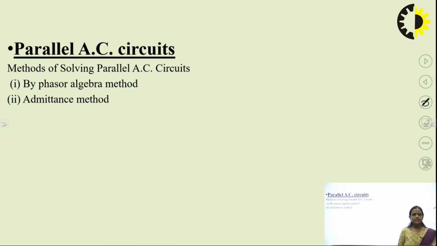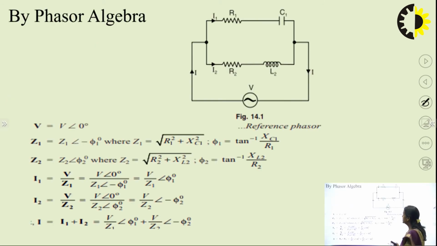Now coming to the parallel AC circuit. Methods of solving a parallel AC circuit: it can be solved by using the phasor algebra method, or the admittance method. By phasor algebra, here the circuit is given. You can see that R and C, and this R and L, both are connected in parallel, right? So V you can write in polar form, that is V angle 0 degree.